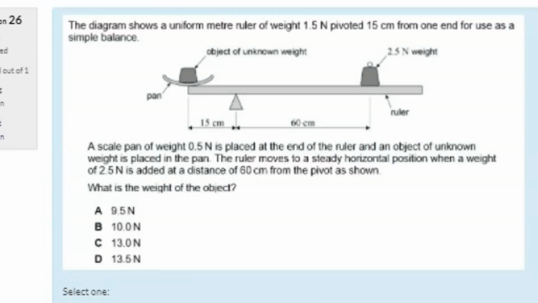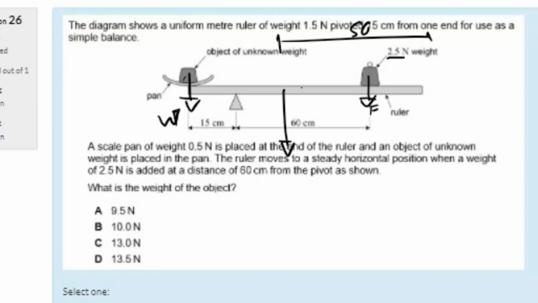Okay, so we want to work out the moments of this. So that's what we're actually after, isn't it? That force there, the weight of the object. No, that's an absolute lie. That's the force we want. That's the weight we want. This is 2.5, lovely. And we know that the weight of the ruler is 1.5. And that is sitting, for the sake of argument, we'll put it there, and we'll say that that is 50, because it is.